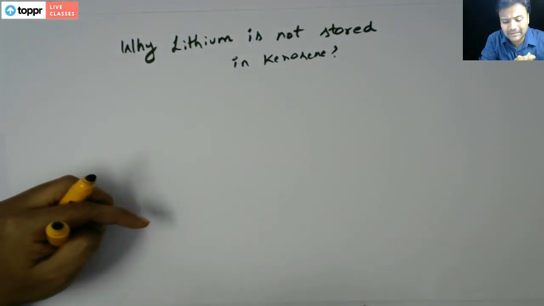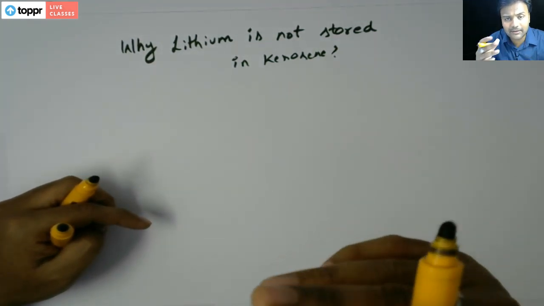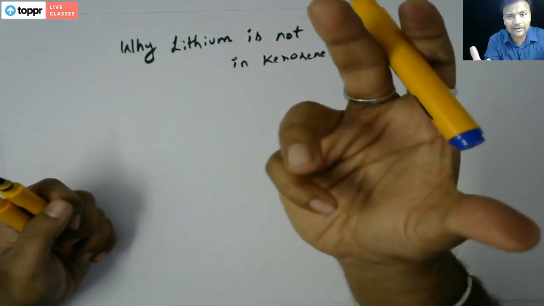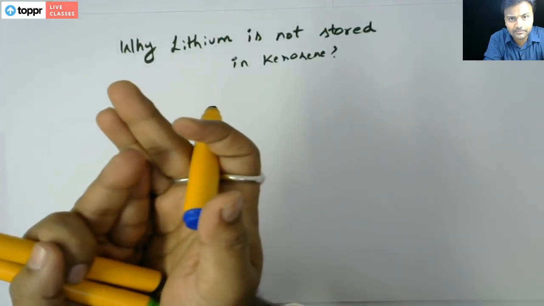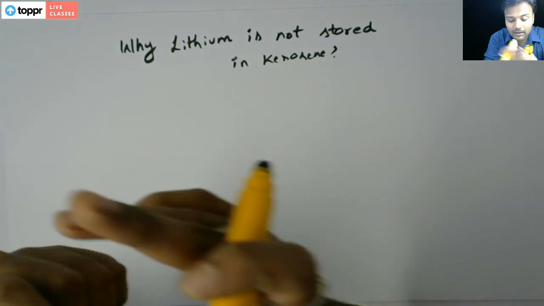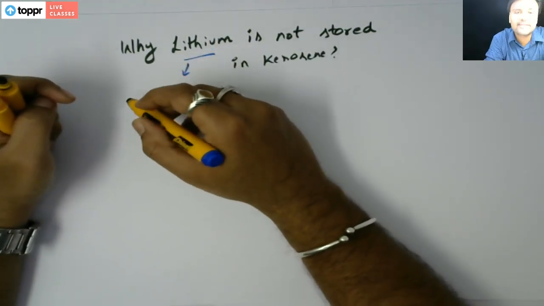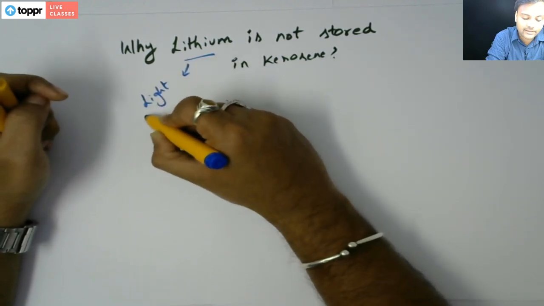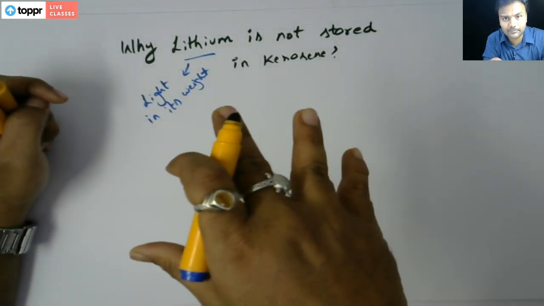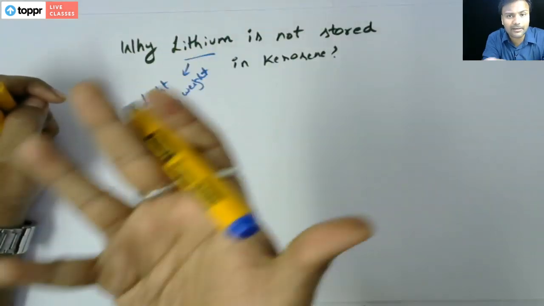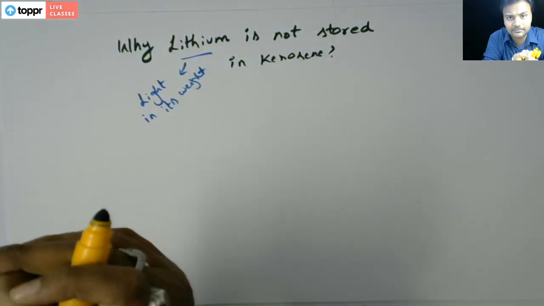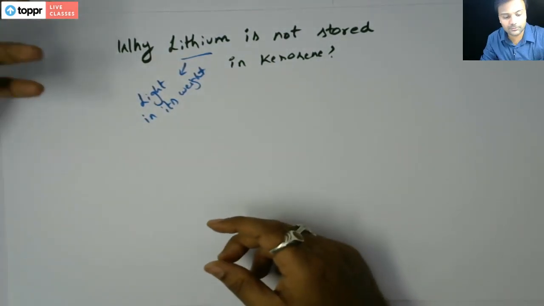Why only sodium and potassium? Even lithium is reactive. Okay, but lithium we are just wrapping, like you know paraffin wax, right? We are wrapping it in paraffin wax. But whereas for sodium and potassium we are storing it in kerosene. So the reason is lithium is light in weight. Light in weight means if you add lithium to kerosene, it floats on kerosene, right? That's the reason why we are not storing lithium in kerosene, and we are storing only sodium and potassium in kerosene, whereas lithium is wrapped in paraffin wax. Okay, this is something which I wanted to ask you.